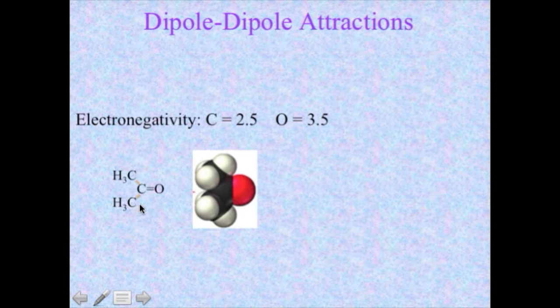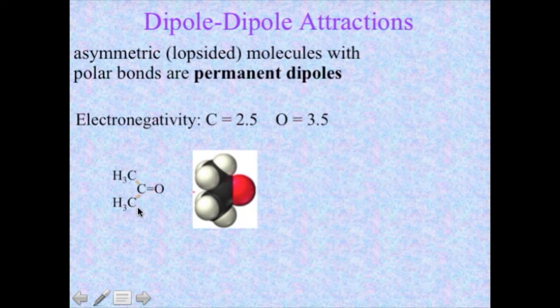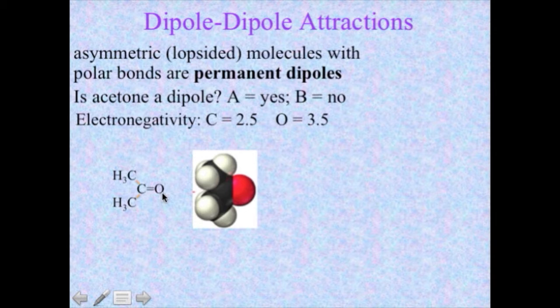Here we have acetone, and the electronegativity difference between carbon and oxygen is 1, 2.5 and 3.5. It is definitely polar. It's not enough just to have polar bonds; the polar bonds must be arranged in an asymmetric, lopsided fashion in the molecule. So is acetone a dipole?